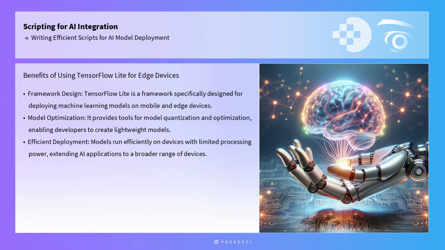For example, TensorFlow Lite is a framework specifically designed for deploying machine learning models on mobile and edge devices. It provides tools for model quantization and optimization, enabling developers to create lightweight models that run efficiently on devices with limited processing power. By incorporating TensorFlow Lite into their deployment scripts, professionals can extend the reach of their AI applications to a broader range of devices and use cases.